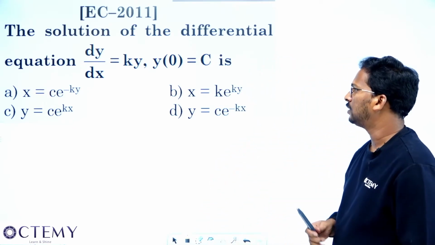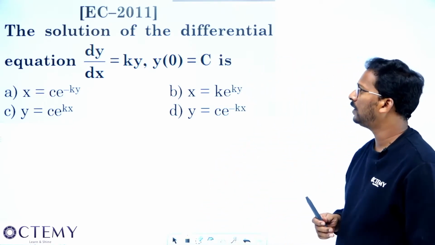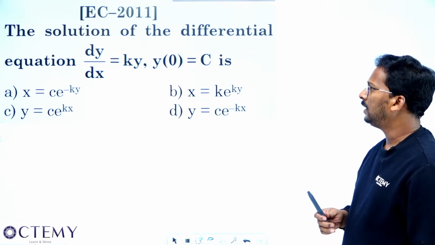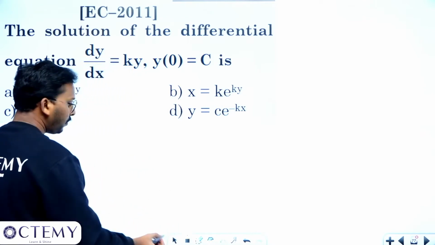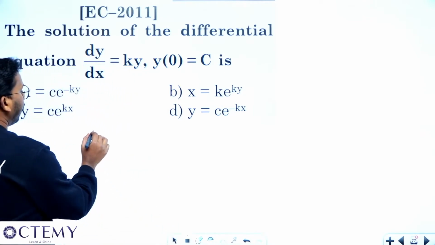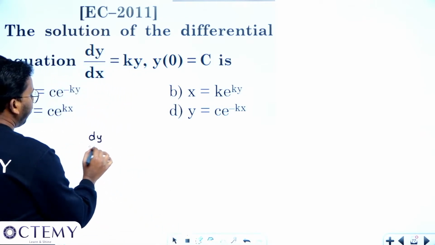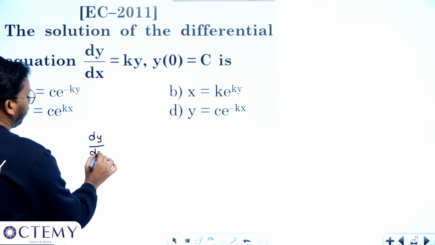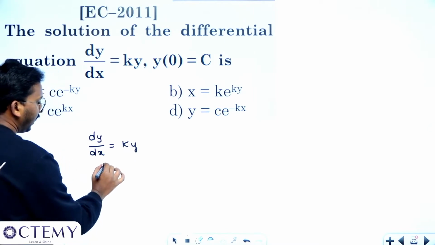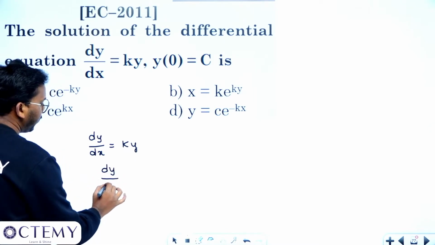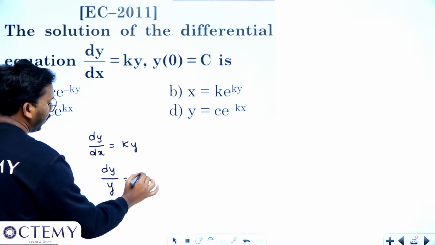Let us look at the first question. The first question says the solution of the differential equation dy by dx is equal to ky, y of 0 is equal to c. So let us do this. I could directly say that you apply variable separable form, because dy by dx is equal to ky, right? Can I write dy by y is equal to k dx?